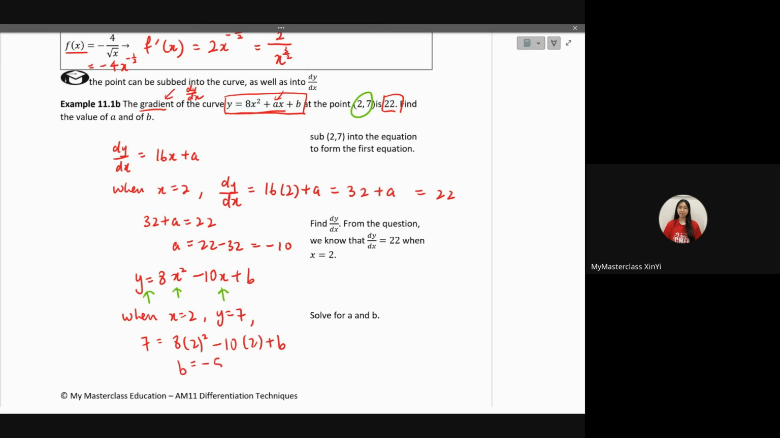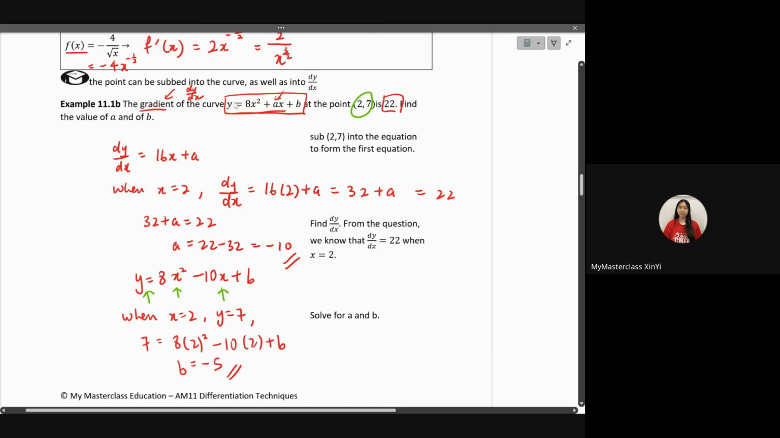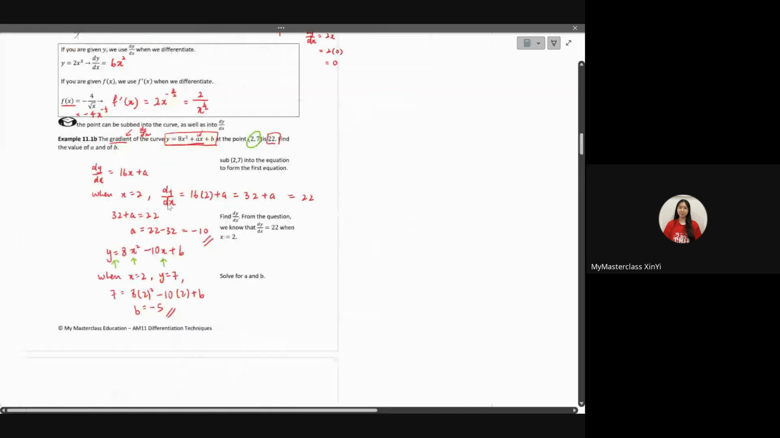Okay, so whenever they talk about gradient of a certain curve, straight away you all must think of dy dx. And dy dx is not enough because it's just the gradient function, which works for every point of the curve, the gradient. So to be able to fix the gradient at a certain point, you need to sub in the x value at that point. Okay, can? Okay, so that's the idea.